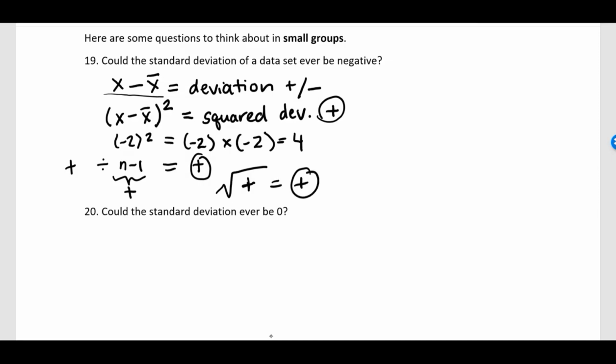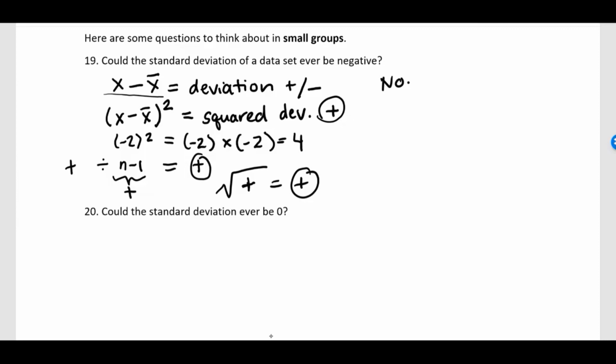So could the standard deviation of a data set ever be negative? No. The way we have it set up with the formula, it can never be negative. As we'll see in the next step, it can be 0, but it can't be negative.